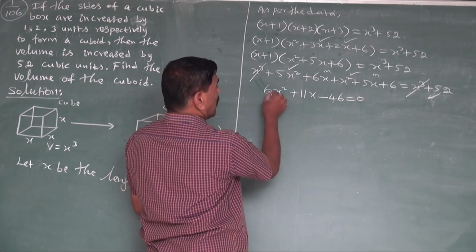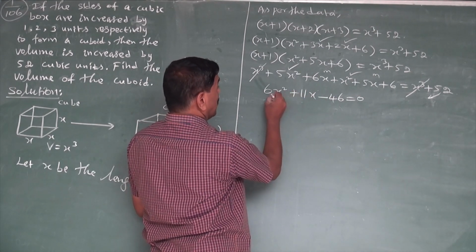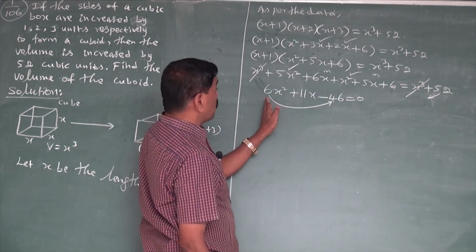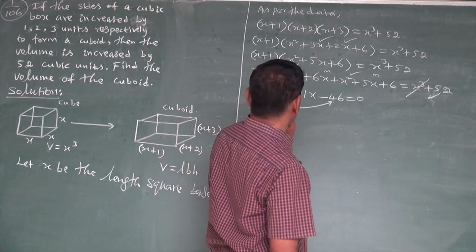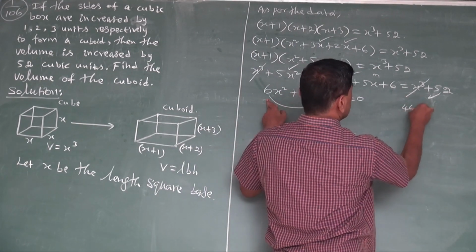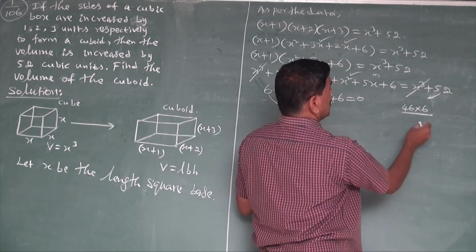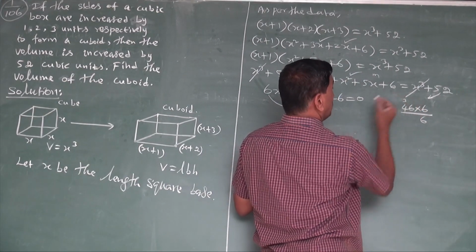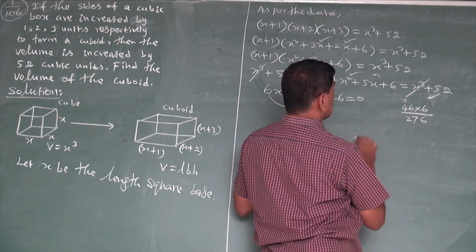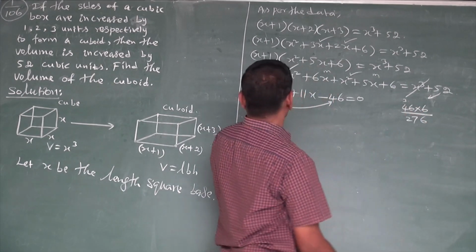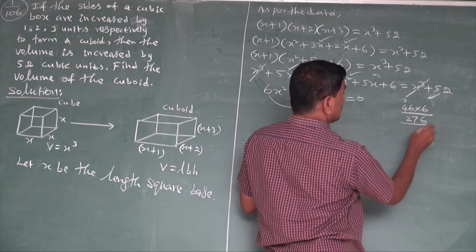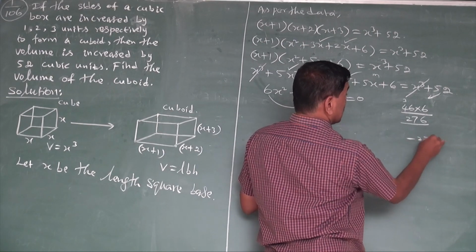Now I want to solve this by the quadratic equation method: x square coefficient into the constant term, which means 46 into 6. Let's do the rough work. 46 into 6: 6 sixes are 36, remainder 3; 4 sixes are 24, 24 plus 3 is 27. And plus into minus is minus, so minus 276 is the answer.